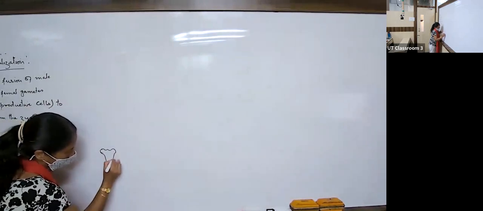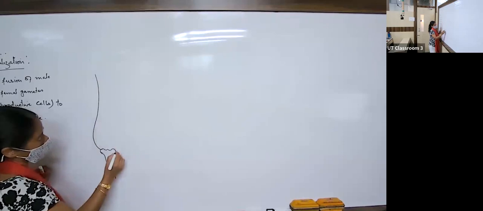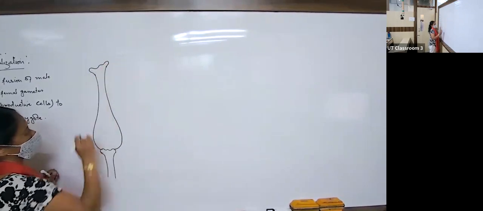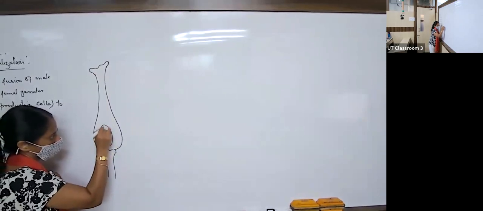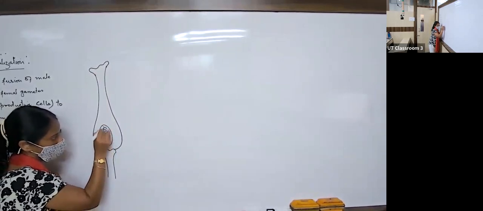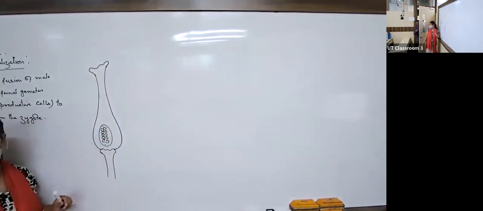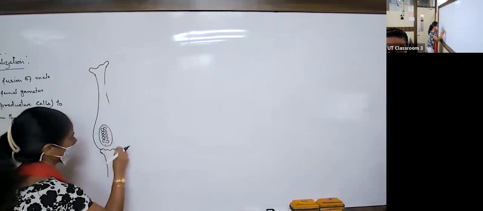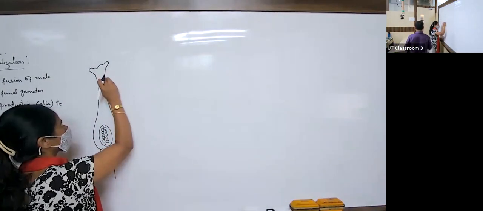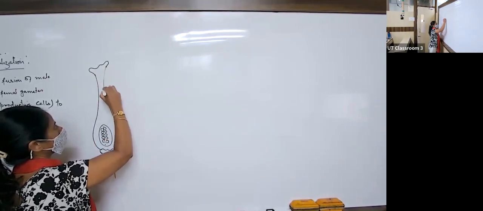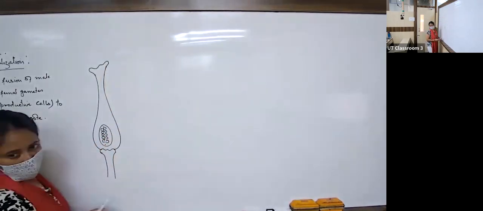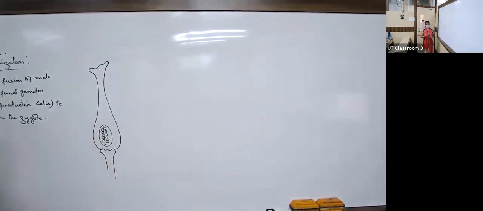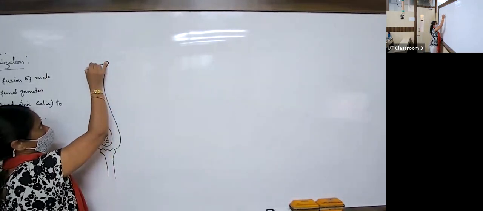Draw with a pencil. I'm going to give you just 5 minutes to finish the diagram. The pencil should be sharp when you are drawing the diagram. Your diagram should look neat.